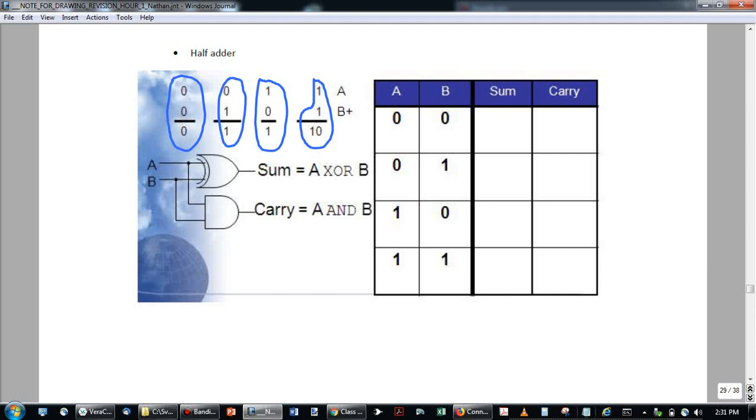So to translate that, if this is A and that's B and that's the sum, then A and B is 0, 0, the sum is 0. A and B is 0, 1, the sum is 1. A and B is 1, 0, the sum is 1. A and B is 1, 1, the sum is 0 and the carry is 1, which means they'll be zeros normally because we haven't filled those in.